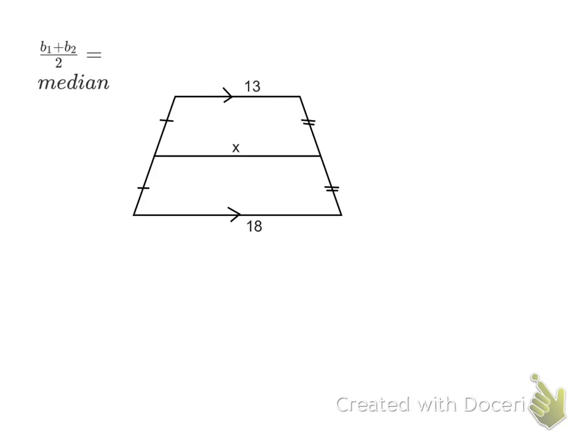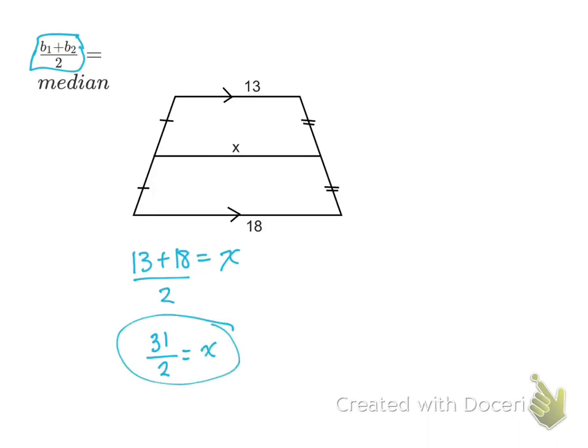To find the median, we have to add the two bases together and divide by 2. Remember this guy up here? And maybe I should mark that whole thing. That gives us the median measure. So base 1 is 13, plus base 2 is 18. We have to divide this by 2 to give us x. 13 plus 18 is 31. 31 over 2 does not reduce, and so that is our measure there.